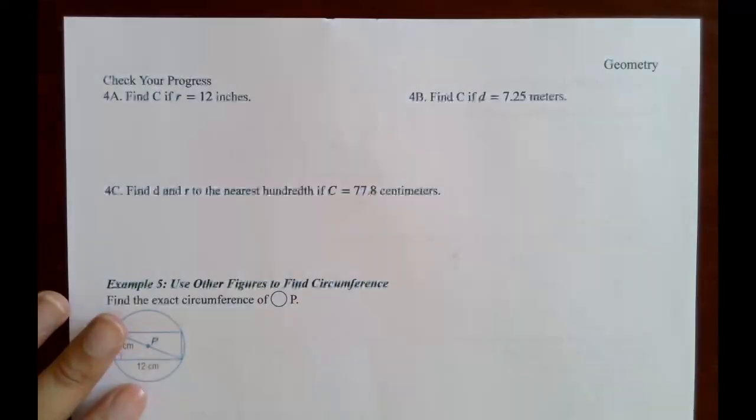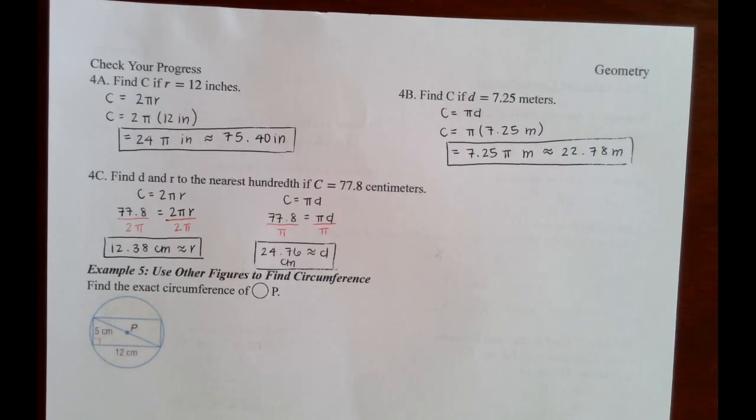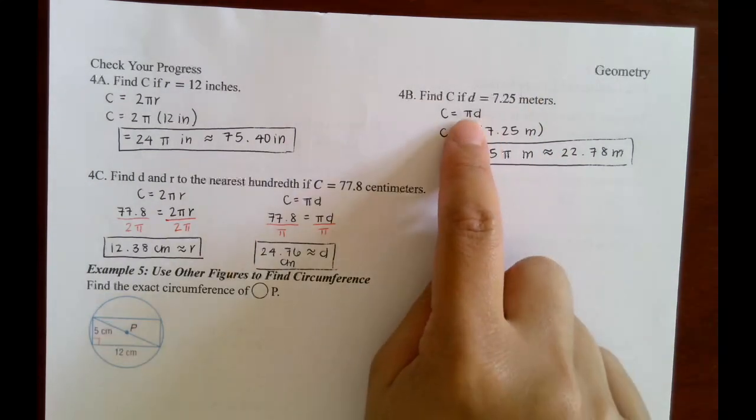So why don't you try 4A, 4B, and 4C and come check your answer when you're done. Okay, so for 4A, you should have gotten 24 pi inches as the exact circumference, which is approximately 75.40 inches, right? Because circumference is 2 pi r. For 4B, you should have gotten 7.25 pi meters. That's the exact circumference, which is approximately 22.78 meters, right? Because circumference is pi times diameter.